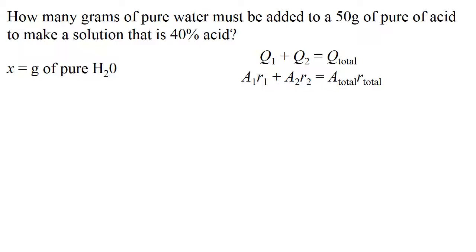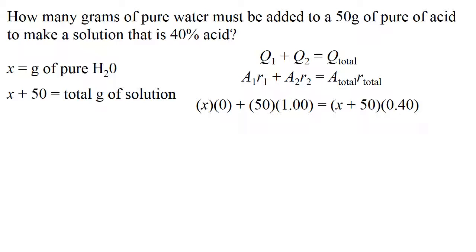So I'm going to start filling in what I know. Well, I don't know how much water I have, but I know what percent of water is acid, and that is 0. And I know that I have 50 grams that is pure acid, so it's 100%. And so how many total grams am I working with? Well, again, x plus 50 grams. Even though that water isn't giving me any acid, it's still an amount in the mixture, in the solution. And I want that to come out to be 40%.